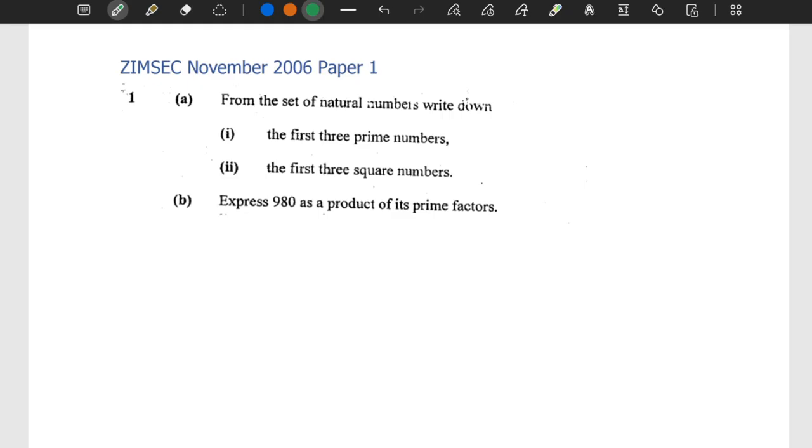The first question is from November 2006, paper 1, which says, from the set of natural numbers, write down the first three prime numbers and the first 3 square numbers. So that's number 1A. Again, a recap on prime numbers. A prime number is a number that is divisible by 1 and itself only. So the first three prime numbers will be 2, 3, and 5.